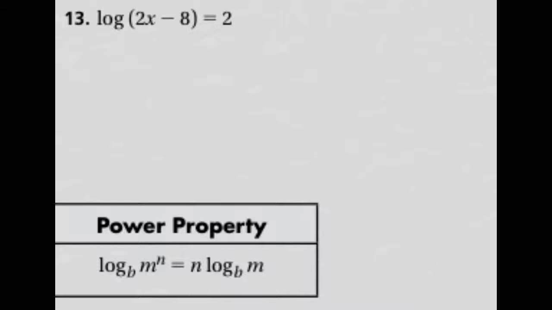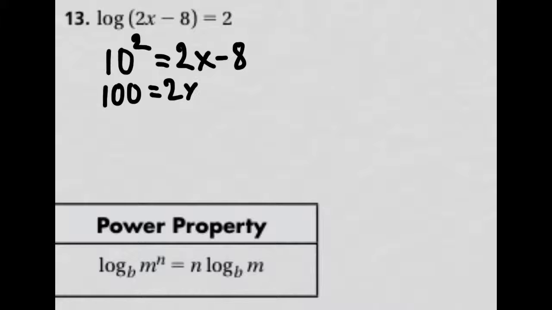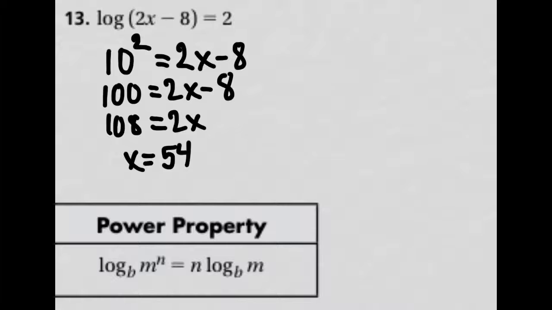What we're going to do is turn it into exponential form. The base is 10. So 10 to the 2nd power, remember, go across the equal sign for your power, equals my argument, which is 2x minus 8. 10 squared equals 2x minus 8 is what it looks like in exponential form. 10 squared is 100. We add 8 and we get 108 equals 2x. We divide by 2 and we get x equals 54. And that is your final answer.